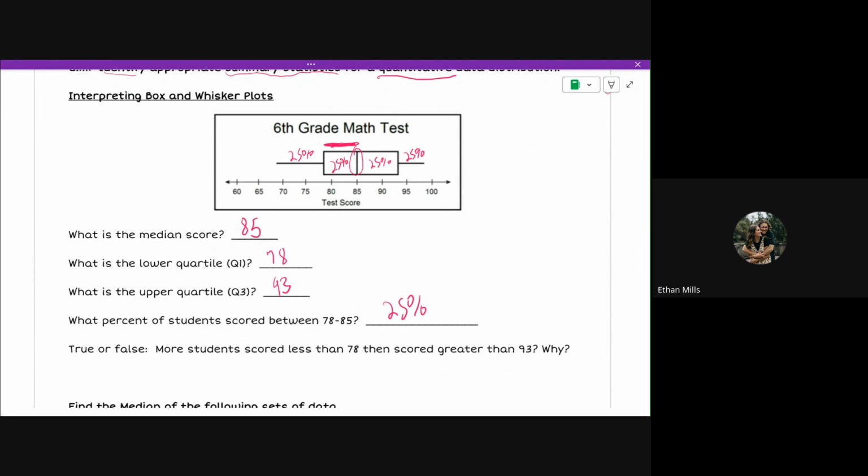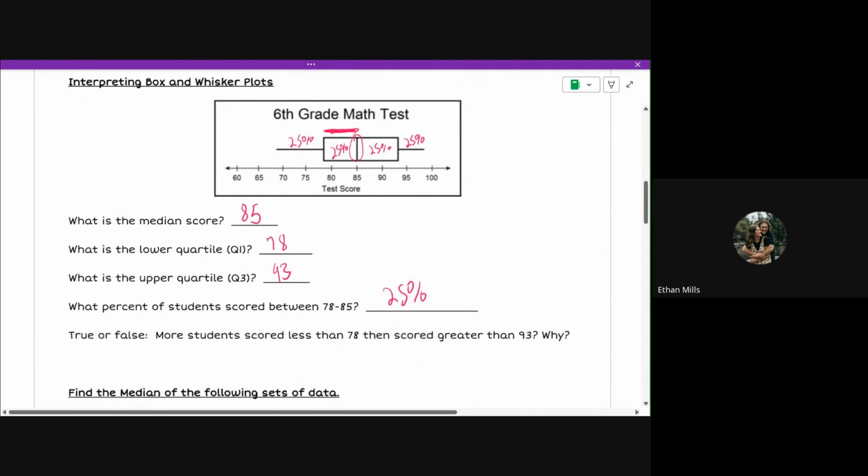Then we have a true or false question. It says, more students scored less than 78 than scored greater than 93. True or false? And why? So let's look at it. They're saying fewer people scored here than here. Well, if we look at our percentages, this is still 25%, the whole thing, and this is still 25%, the whole thing. So our answer there is false.